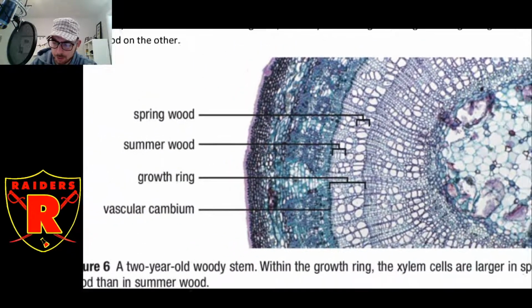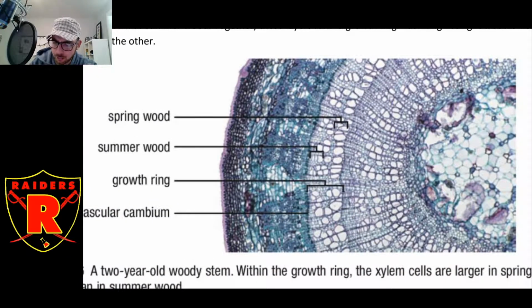Here's a blow up of a woody stem from a tree. And you'll notice that here's the vascular cambium right here. This part right here, this little strip, is the part that is forming new growth for the tree. And it's creating new xylem for transporting water over here as it goes. So it created these cells here, and that created these little cells here.